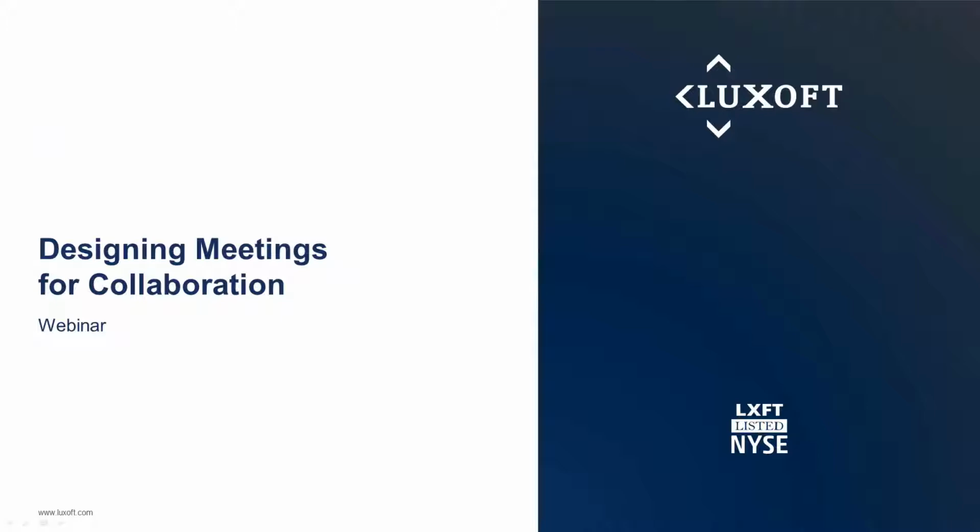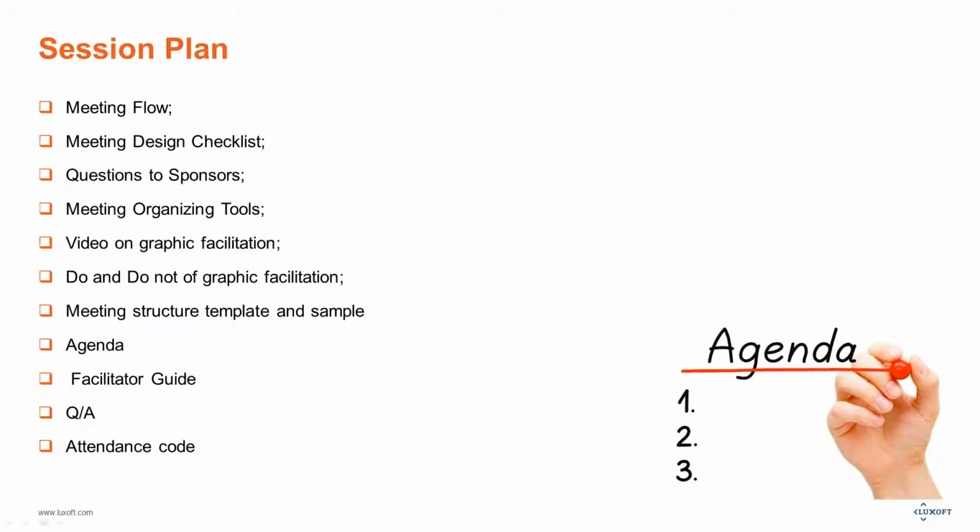Our webinar is called Design and Meetings for Collaboration, and here is the plan for our session for today. First of all, we will see what meeting flow a meeting can have, what parts of meeting can be, what structure of the meeting can be, and what meeting events can come one after another. We will also see a meeting checklist, and you can use it for your meeting preparations then.